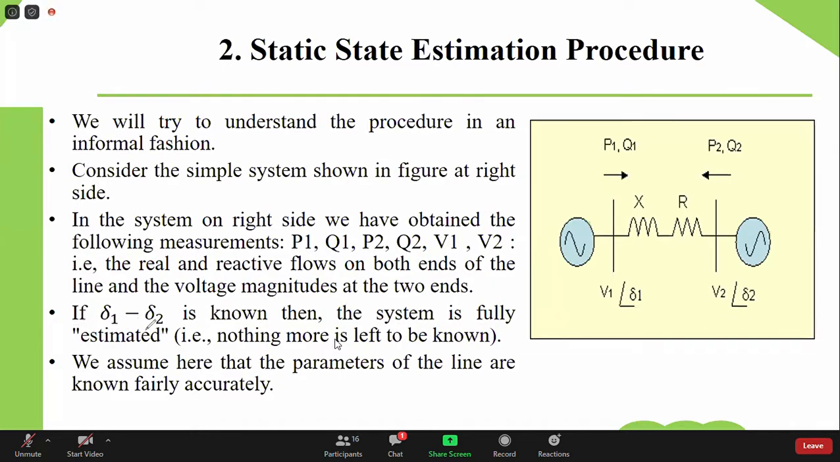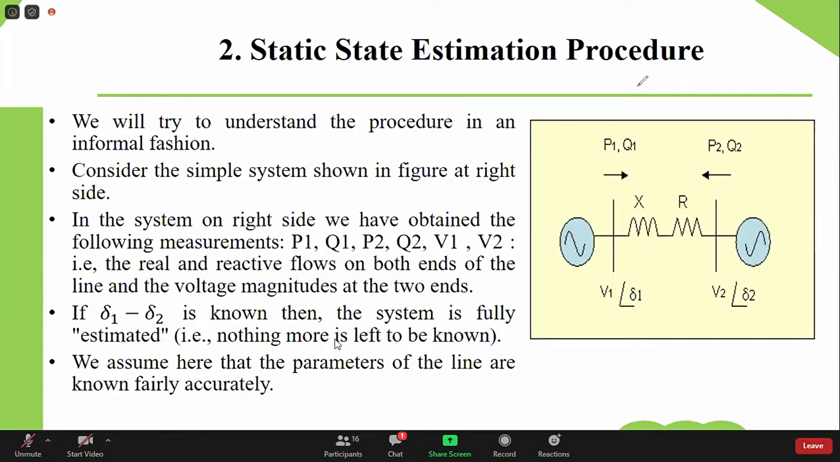If del 1 and del 2 are known, then the system is fully estimated, which means we can say whether it is in the alert state, normal state or emergency state. But normally we cannot measure del 1 and del 2. You know how to measure reactive power and which device we use, and voltage also you know which device to use. But in static state estimation, at present, we don't have a device to measure del 1 and del 2.